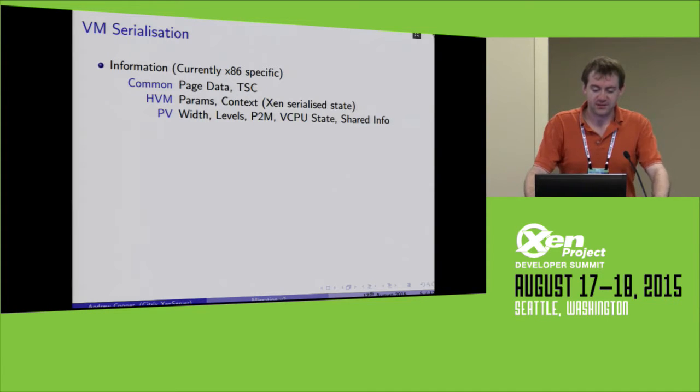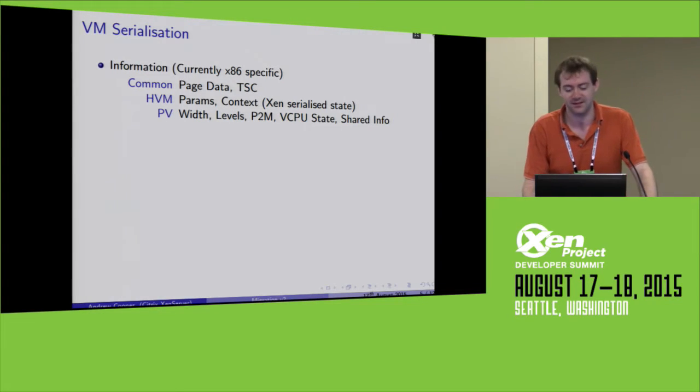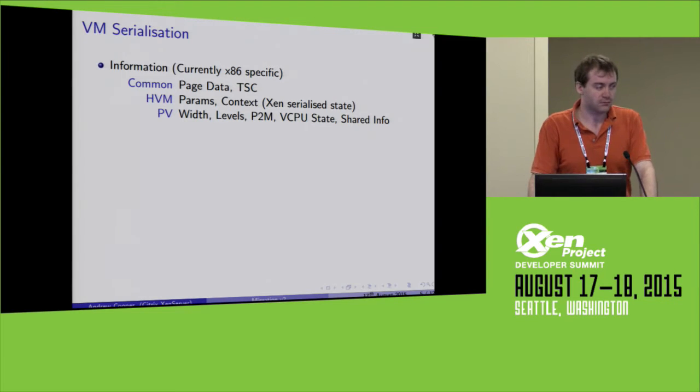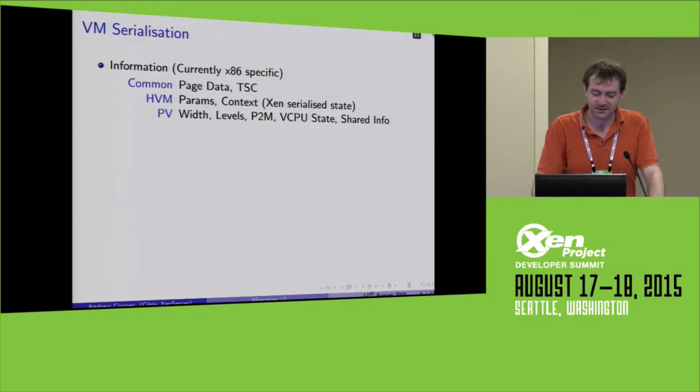As a slight tangent, this is what is needed for live migration. It's actually a very simple algorithm. The information needed looks a little bit like this. There's lots of page data because VMs tend to have some RAM. At the moment, all migration is specific to x86, but that has been abstracted out. The TSC information here is common to x86 guests. It will not be present in ARM guests if and when that happens. HVM guests have the set of params that goes with them, and it's got a Xen blob.